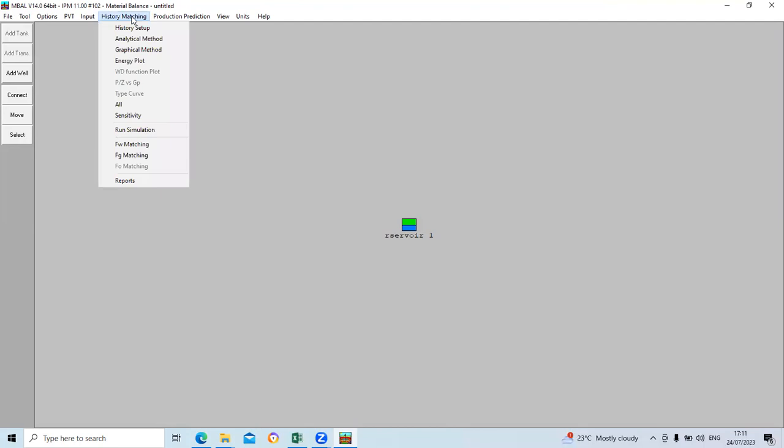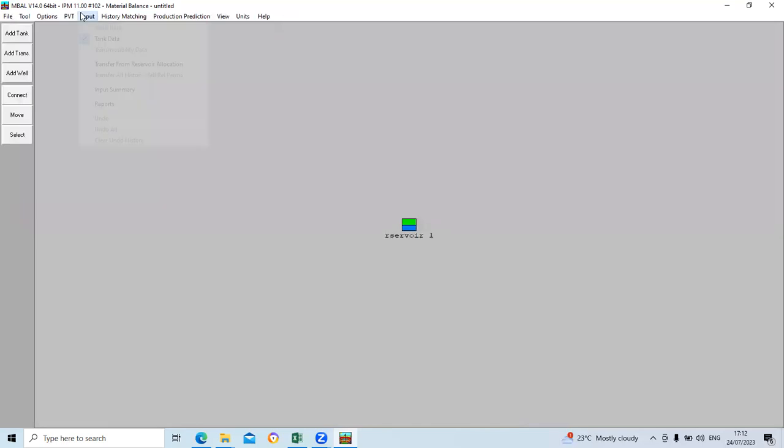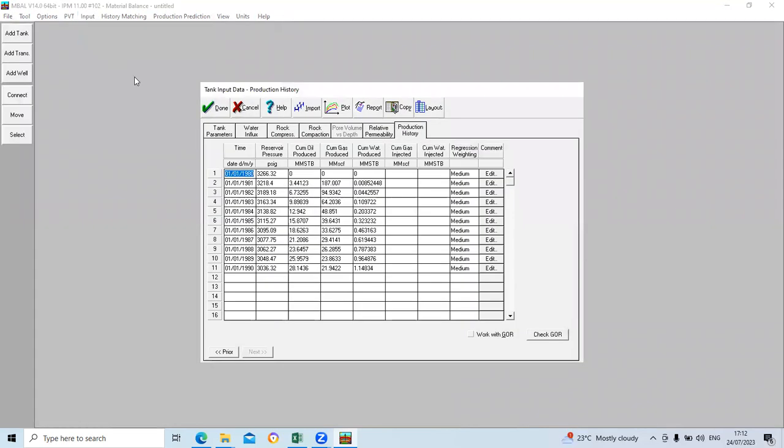So there are two types of history matching. What we have is analytical history matching and graphical history matching. We are going to start with analytical history matching. Alright, so what we have here, this is our production data, and then this is our simulation. Our simulation without aquifer influx. But I think we indicated that we have one aquifer influx here.